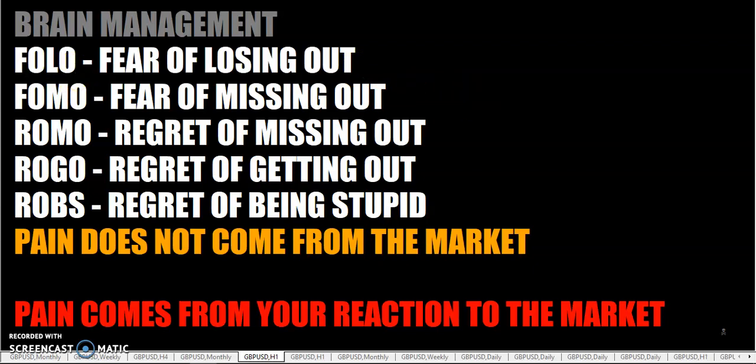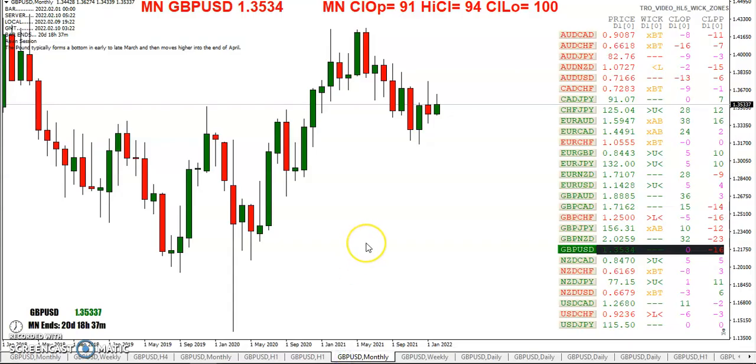We're talking about price, but one thing about price is, depending on what it does, it can mess with your brain. So let's try to get a hold of fear and get a hold of regret so we don't have any pain, because the pain doesn't come from the market. It comes from your reaction to the market.